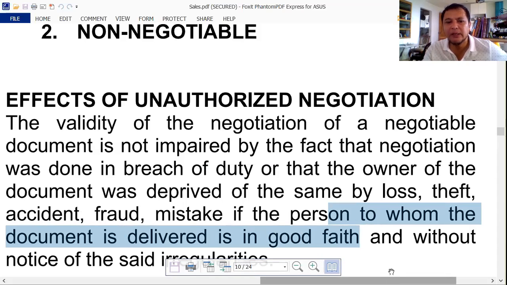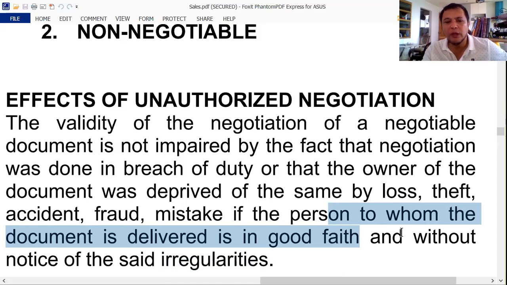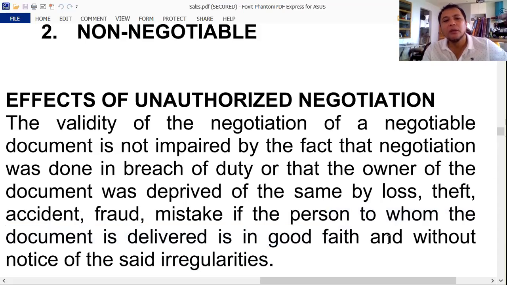is it still valid? Let's say a negotiable instrument is lost. Somebody found it, then negotiated it, and this person is now a person in good faith. Now, is the negotiation valid? According to the rule, it's not impaired. It's still valid.